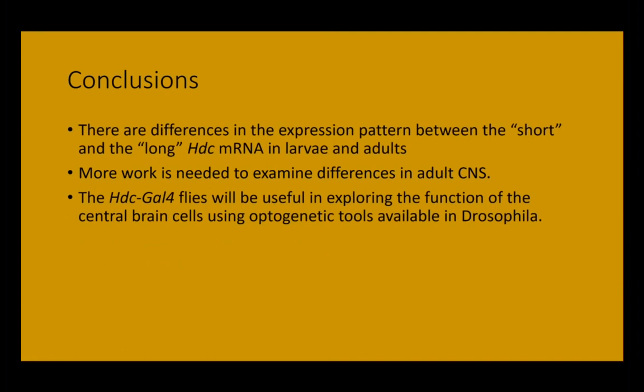In our research, we work to identify which Hdc Gal4 flies will be useful for studying the physiology of histaminergic cells and differences in the adult CNS. This research helps identify tools that we can then use for other experiments where we can investigate the function of histamine in central brain cells. To explore the function of these central brain cells, we can use optogenetic tools available in Drosophila.